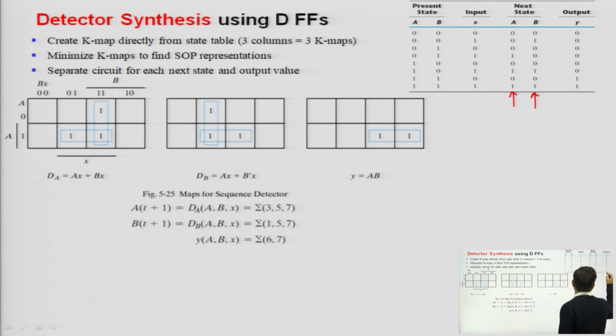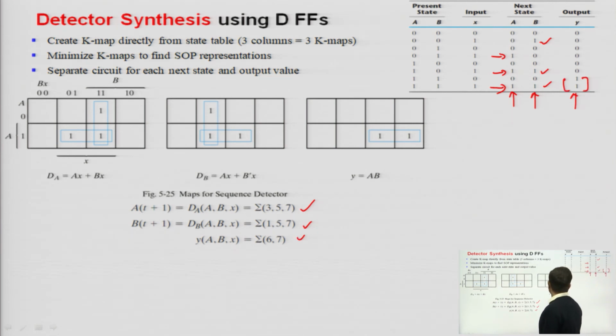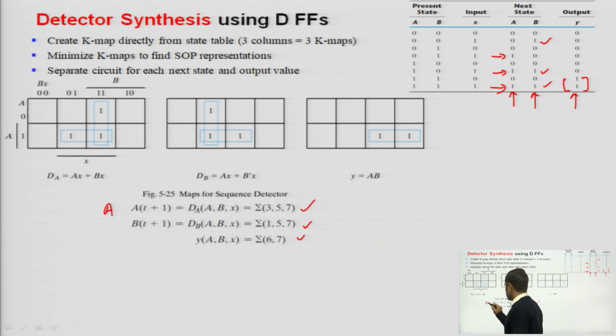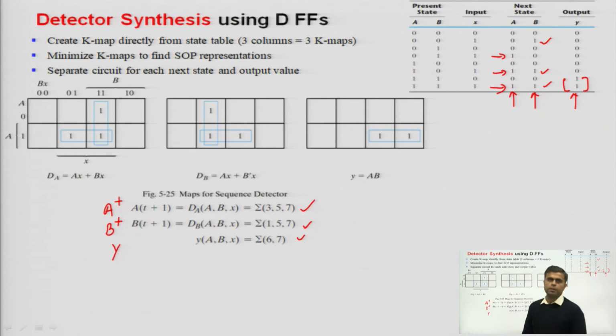From the state table, I have to find expressions for these three columns. For A, I can check that this is equivalent to 0 1 1, that means 3, this is 5, this is 7. So 3 5 7. Similarly for B, this is 1, this is 5, this is 7, that means 1 5 7. And for Y, there are two ones which correspond to 6 7. So I have to prepare 3 K maps for A plus, B plus and Y.